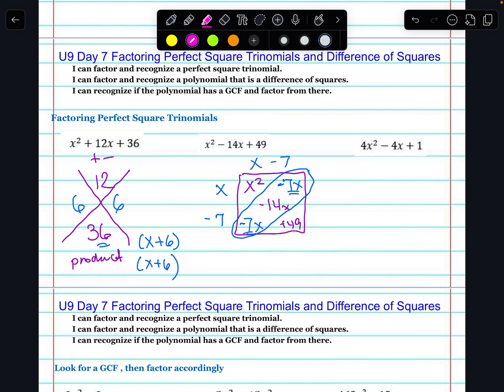Now, I can write them separately like I did here, or you can also write it as x minus 7 quantity squared, because that's what that little 2 means. You have two of the same.